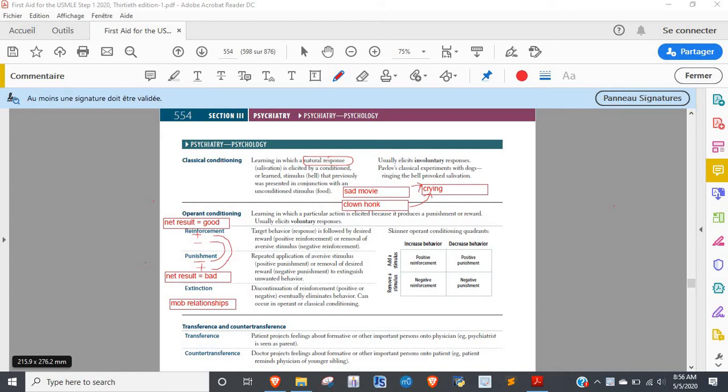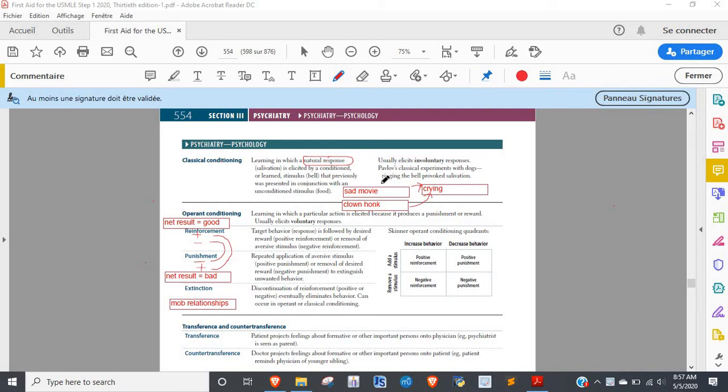So, classical versus operant conditioning. The big thing is that operant conditioning is a voluntary response. Classical conditioning elicits an involuntary response. Pavlov's dog is the normal example, all right, where you have a dog, you have food. Of course, you're going to salivate. Whenever you get the food, you hear a bell. And so now that bell is associated with food. So when you hear the bell, you start to salivate.